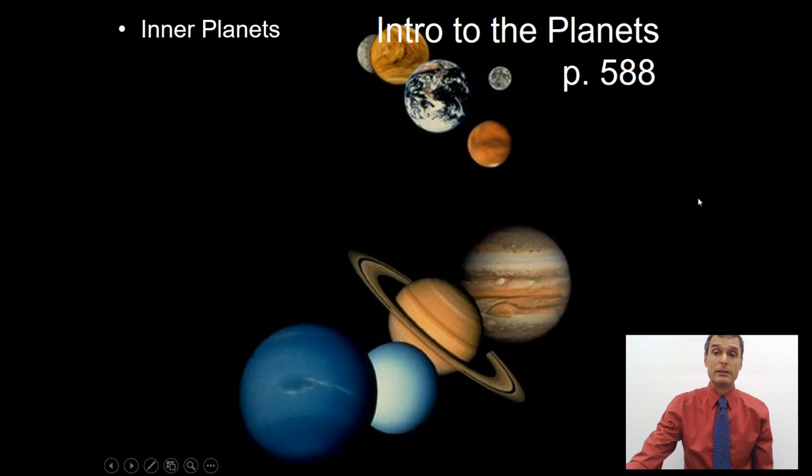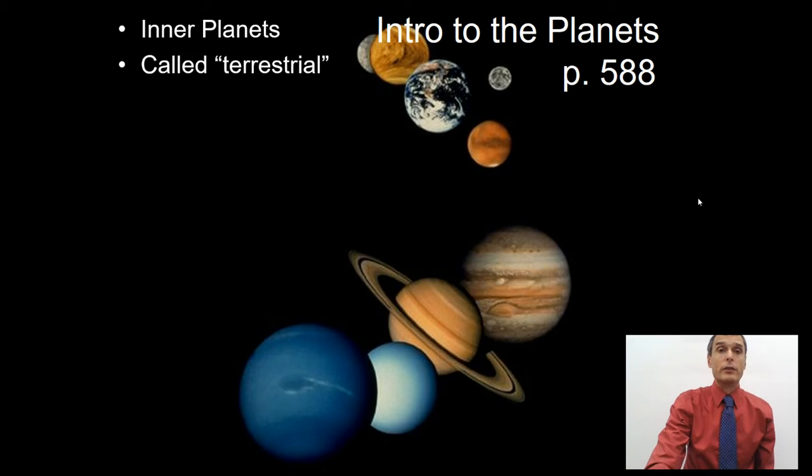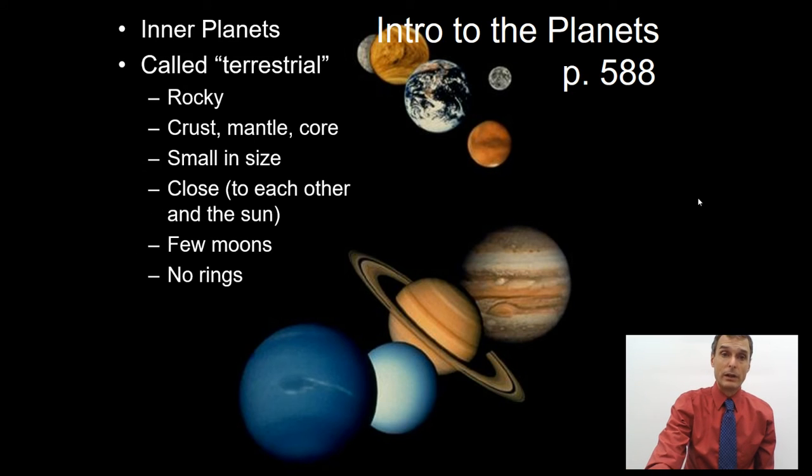First off, we have a series of planets that are close to the sun. These are called the inner planets. They're called the terrestrial planets because they're made of rock. They have a crust, mantle, core like the Earth. They're tiny compared to the other planets. They're close to each other, and they're close to the sun. They either don't have moons or they have very few, and they don't have rings. Those are all differences or similarities between the inner planets and differences from the outer planets.